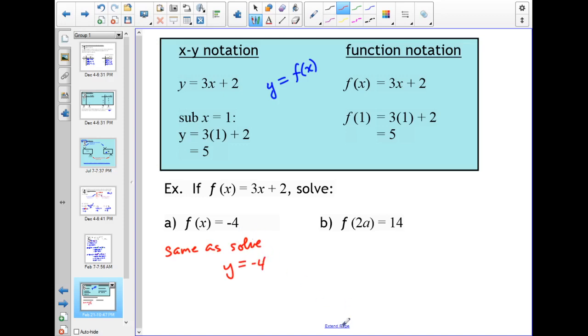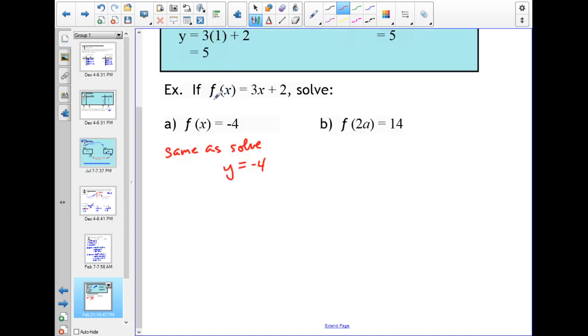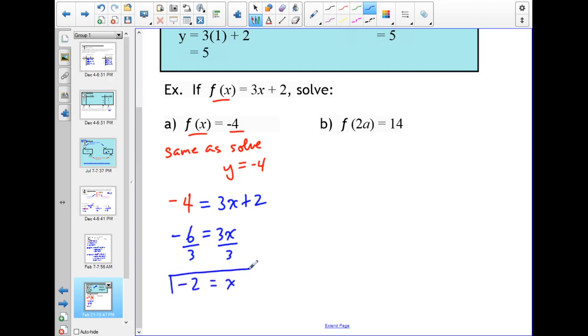There's no difference. And so what that means is wherever there's an f of x, which is here in our equation, I replace it with negative 4. And so this actually turns out to be algebraically very simple because I end up with negative 4 equals 3x plus 2. I subtract 2 from both sides, I get negative 6 equals 3x. And I divide both sides by positive 3, and I end up with negative 2 is equal to x.